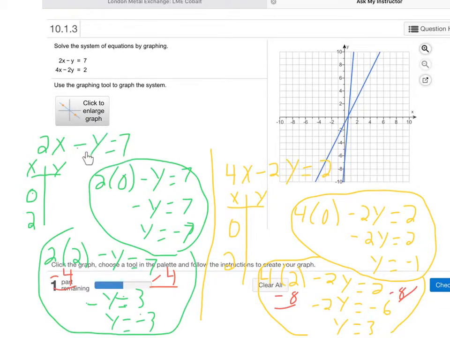Since the coefficient with this one's 1, I decided to pick values for x. So I just chose 0 and 2. You need to pick relatively small numbers. So I put 0 in for x, and 2 times 0 minus y would equal 7. And so that part just drops off, and you have minus y equals 7. Multiply or divide each side by -1, so y is -7.